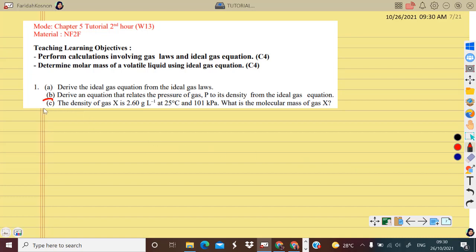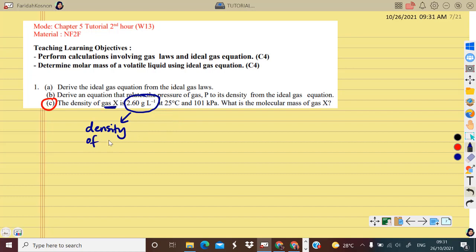Next, we are going to solve for question 1C. Okay, kita soalan mana? Soalan second hour, week 13. Dan face to face. Okay. The density of gas X is 2.60 gram per liter at 25 degrees Celsius and 101 kilopascal. Okay. So, what is the molecular mass of gas X? Okay, kita highlight dulu apa yang kita ada dalam soalan. Okay, kita ada satu gas X. So, given to you, this is the density of gas. Okay. Unit dia adalah gram per liter.